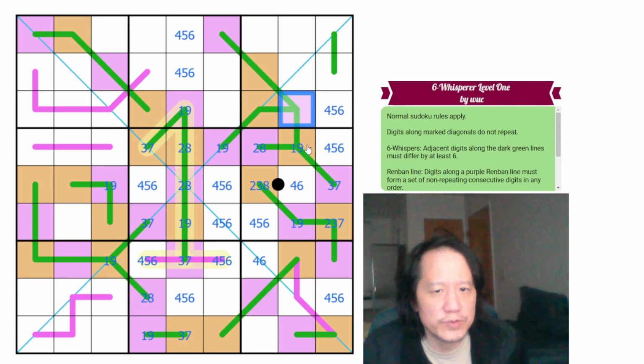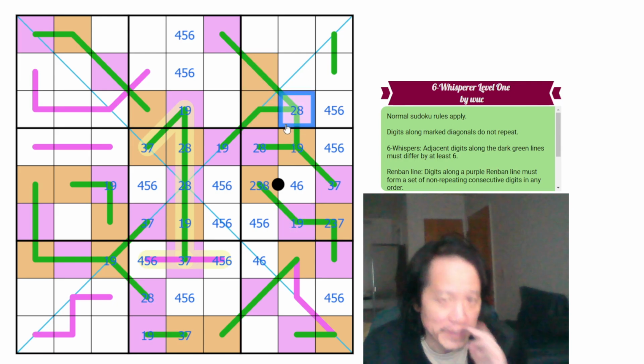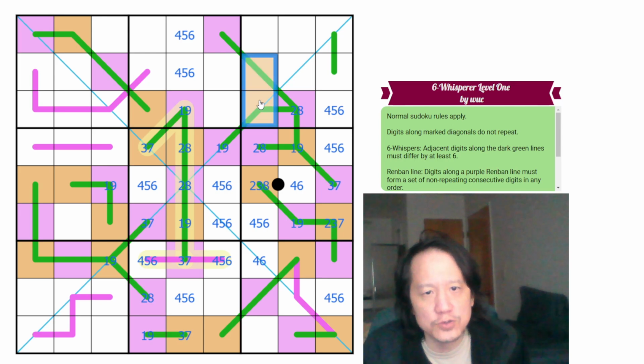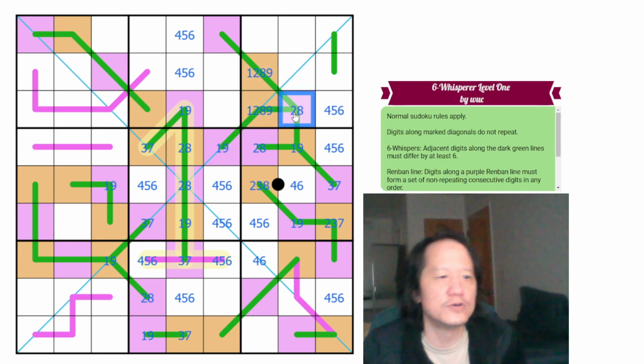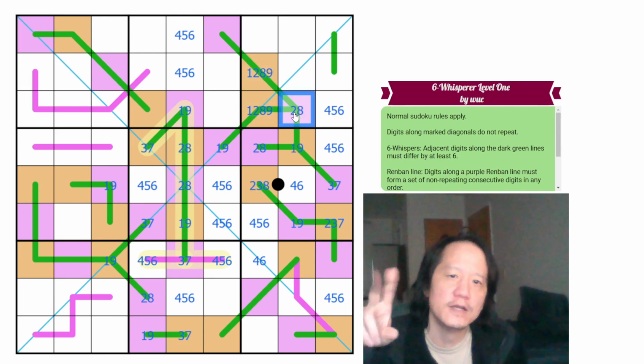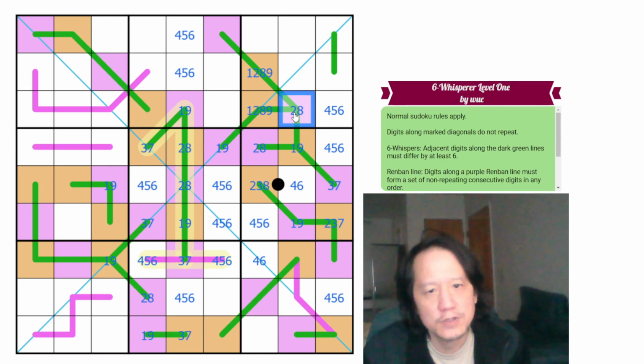This is next to at least 2 unique digits on the 6 whisperer line, and it cannot be the 1, 9, so it must be the 2, 8. So the 2, 8 must be next to the 1, 9 and the 2, 8, right? 2 can only be next to 8 or 9. 8 can only be next to 1 or 2. Therefore, we know this has to be the orange 2, 8 and the orange 1, 9, which means this cannot be the orange 2, 8, which means this has to be a 3 now.